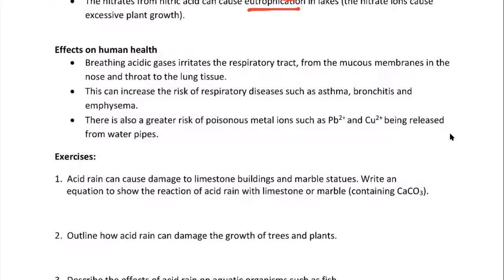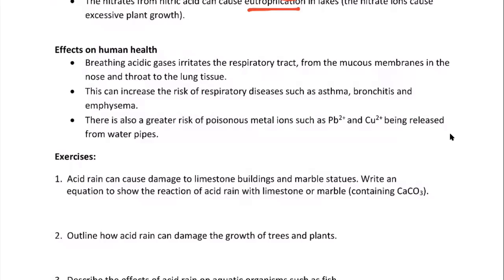And so whether it's eating fish that have been contaminated with things, or whether it's just breathing in the acidic gases. So when we're breathing, it's going to irritate respiratory tracts, the mucous membranes in the nose and throat, all the way down to the tissues inside of our lungs. All of that's going to be affected. So it can increase your risk of respiratory diseases.